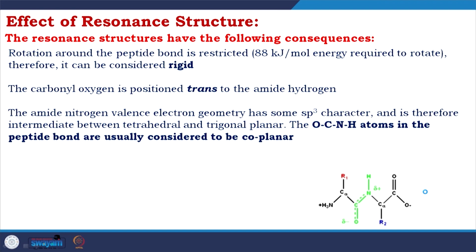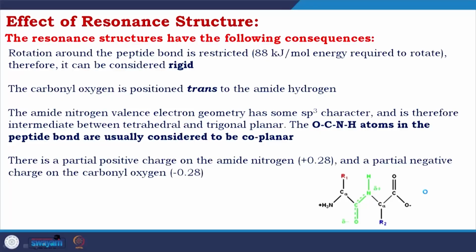So, what we are talking about is that, as I told, there is a delocalization. Originally it was sp3 hybridized, but it also has character of sp2. So, it is an intermediate. When it is sp3 hybridized, it is tetrahedral.